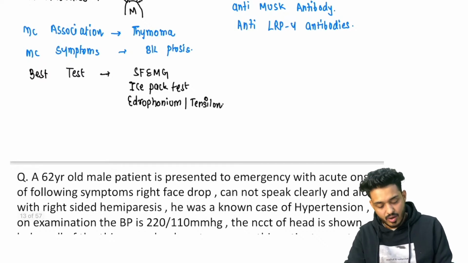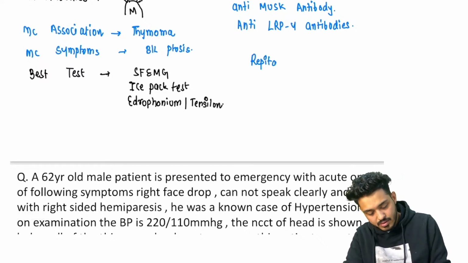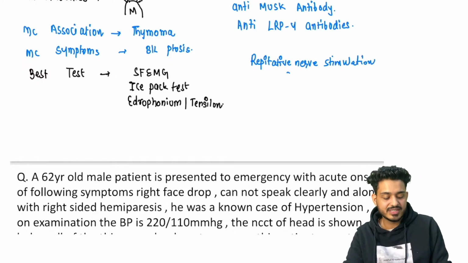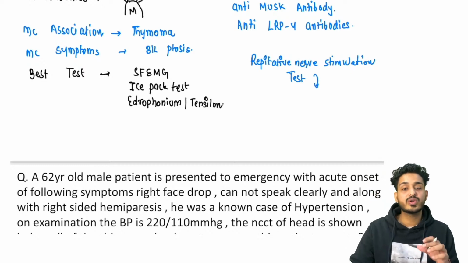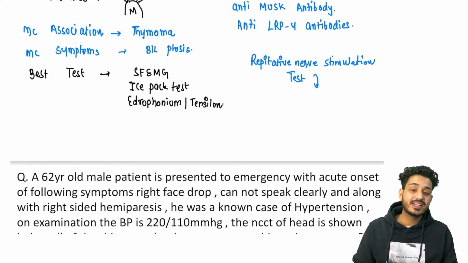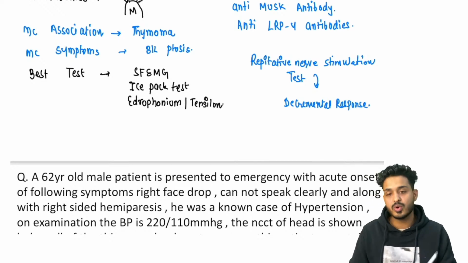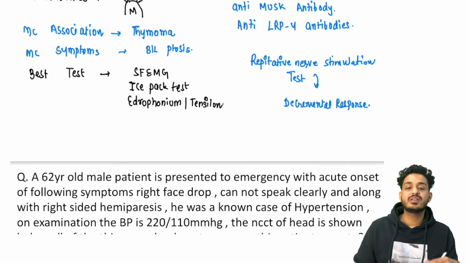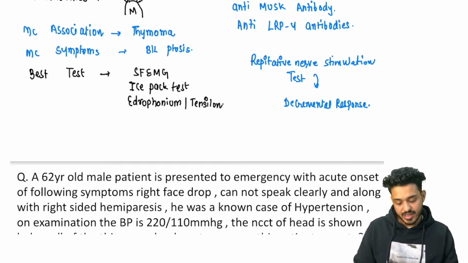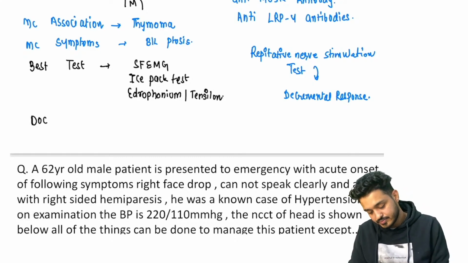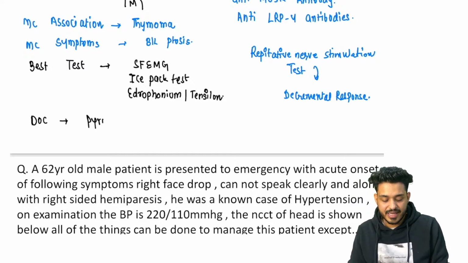Apart from this, we can also do repetitive nerve stimulation test. But remember what this is going to show. From the morning till the evening, whenever you are going to stimulate the receptor, they are going to show the decremental response. Remember, here you will be getting the decremental response. So if they tell you that the person is okay in the morning, and as the day passes the disease is progressing, that is going to be in favor of myasthenia gravis. What is the drug of choice? You can use drugs like pyridostigmine.